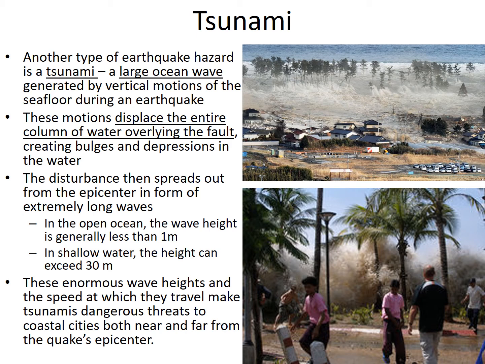All right, another type of earthquake hazard is a tsunami, which is a large ocean wave. These happen generally when the earthquake occurs in the ocean, and they displace an entire column of water that's overlying the fault. The disturbance spreads out. In open ocean, the wave height is generally less than 1 meter, but in shallow water, the height can exceed 30 meters. The heights and the speed at which they travel make them dangerous threats to coastal cities. So this is an image from the Southeast Asian tsunami. I would say just a few years back, but it was quite a while back now.